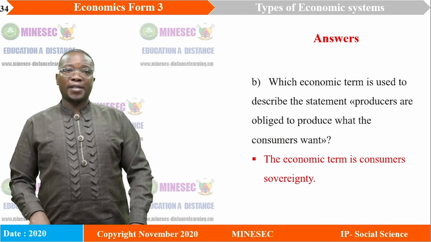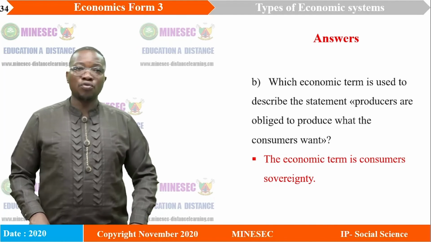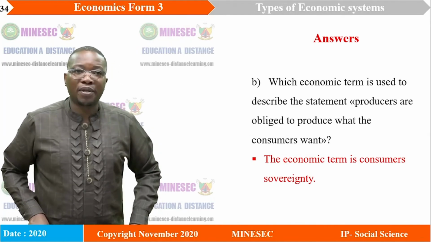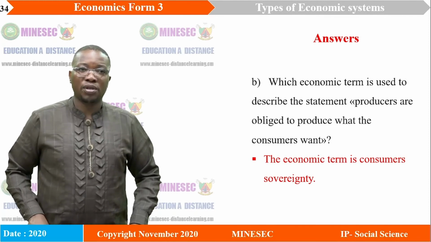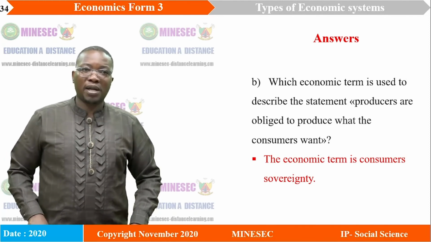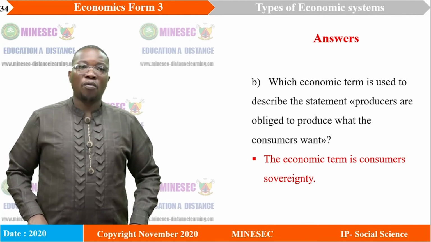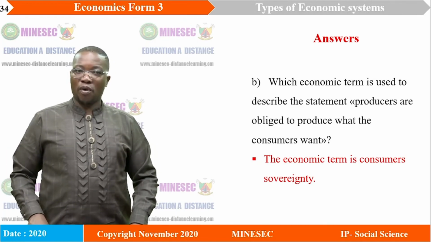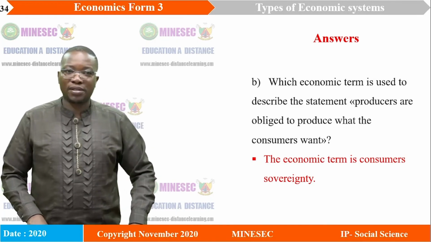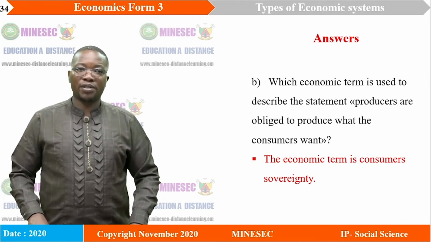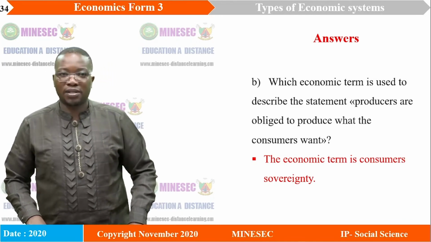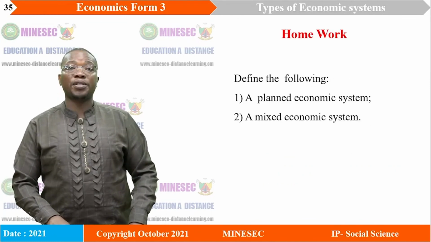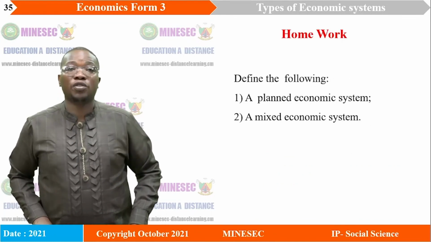The B part: which term is used to describe the statement producers are obliged to produce what the consumers want? So that term there is consumer sovereignty. The economic term that is used to describe that statement is consumer sovereignty, when the producers are obliged to produce what the consumers want.